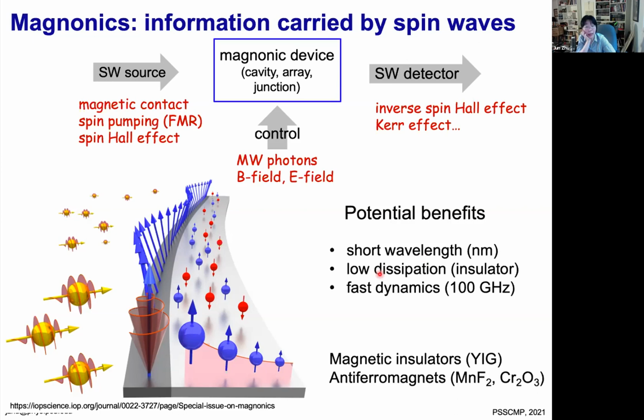If you're looking at an insulator, for example, a ferromagnetic insulator, YIG, yttrium iron garnet, is an example, or if you're using an anti-ferromagnet, these are insulators, there's very little dissipation, right? Unlike ferromagnetic metal, which has a lot more dissipation, so there is an advantage in thinking about using these materials to do what's called magnonics.